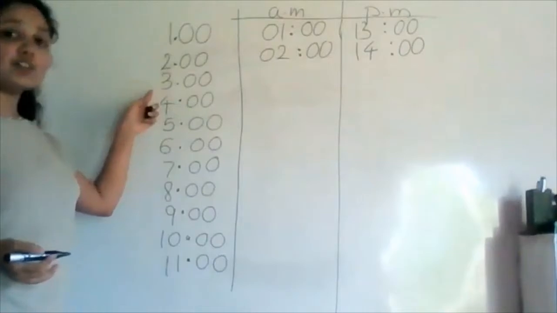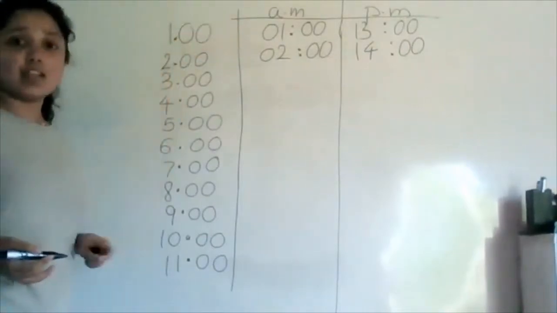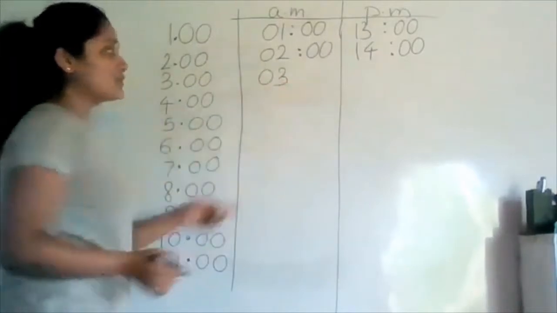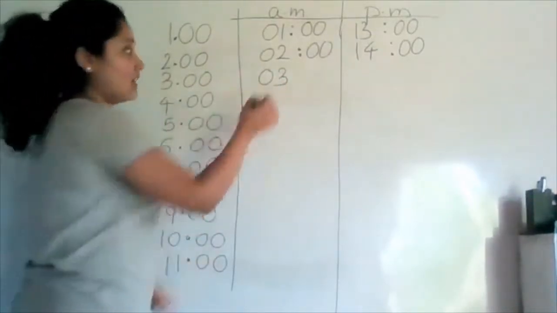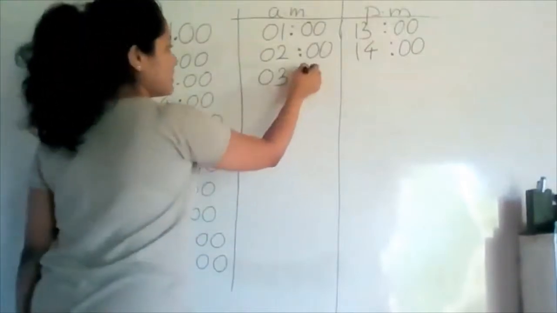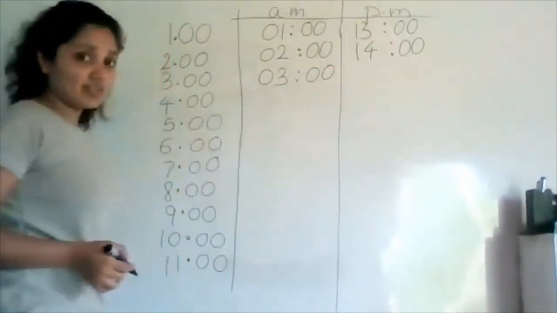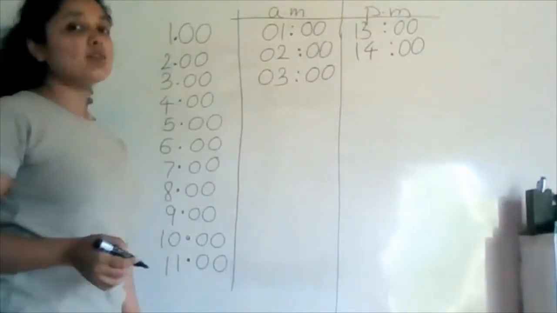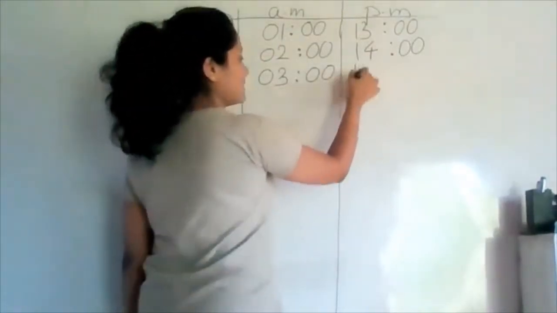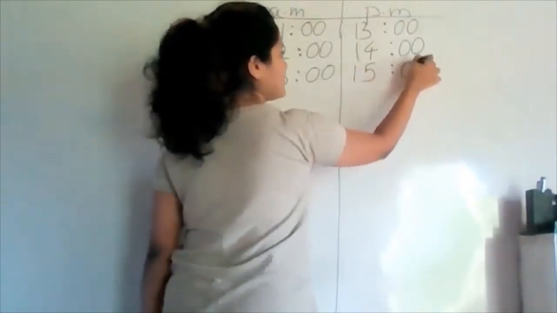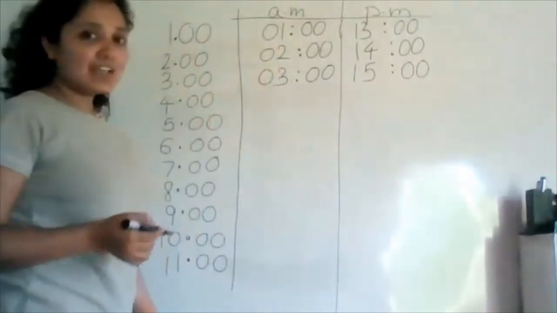So then let's move on to 3 a.m. If it is 3 a.m., that is just 3. The only difference is we have to use a 0 in front of 3 here, and also here we have to use double dots, then double zeros. Then if it is 3 p.m., we have to add 3 to 12, that means 15. So here the hours are 15, then double dots, then double zeros. That's like a game, very simple.